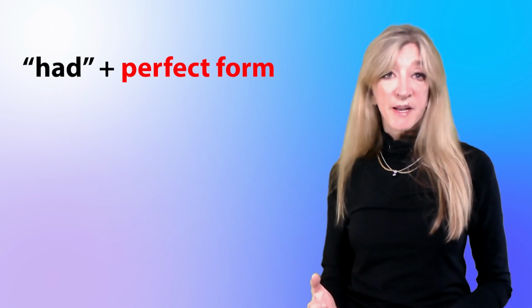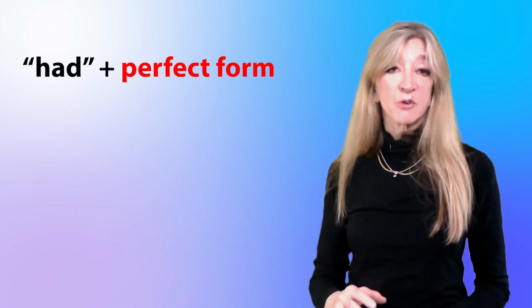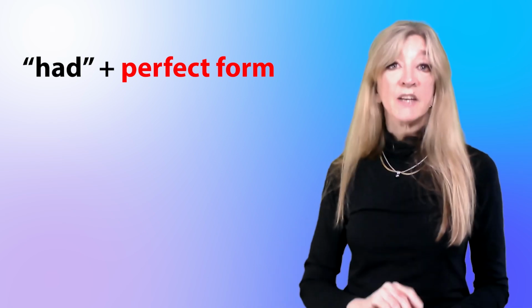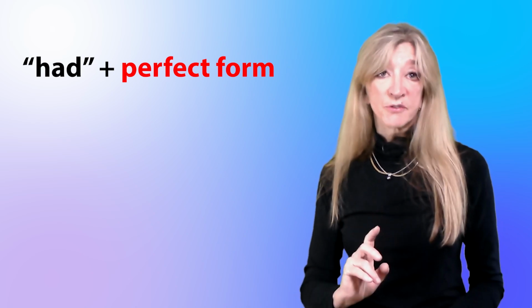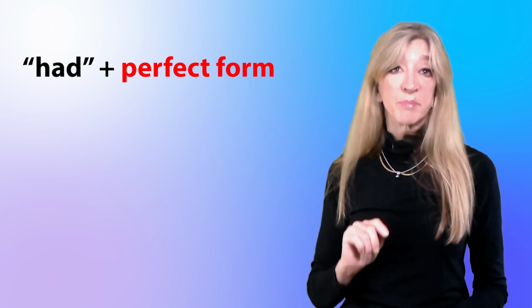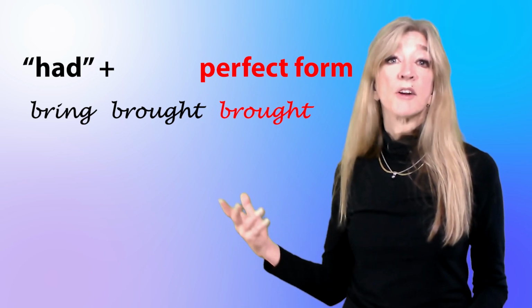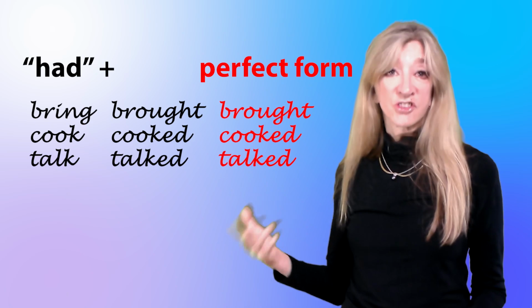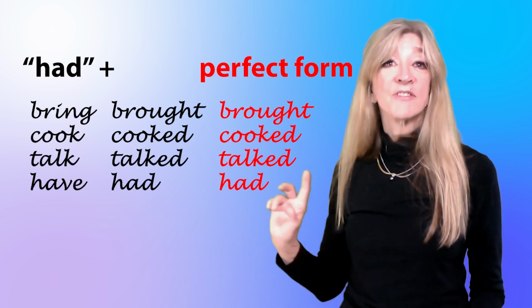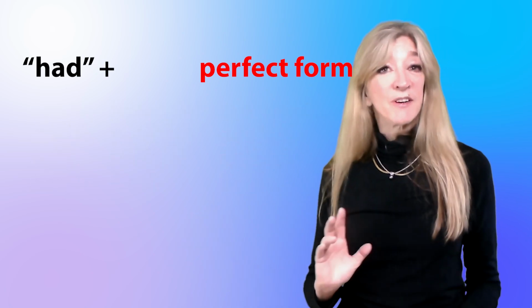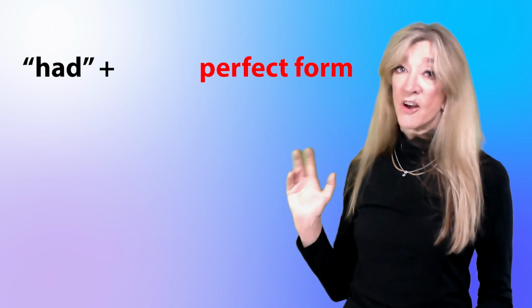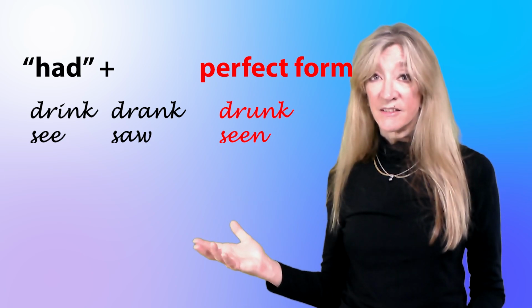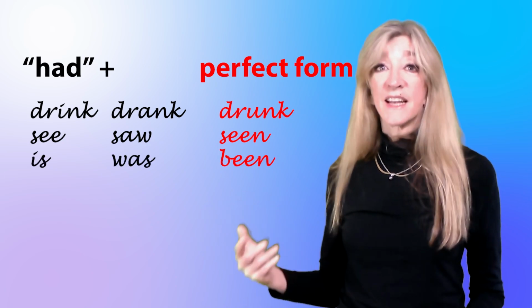And the way you form the past perfect is to combine the helping or auxiliary verb had with the perfect form of the verb. And you know that the perfect forms of most verbs are the same as the simple past, as in bring, brought, brought; cook, cooked, cooked; talk, talked, talked; have, had, had. But some are irregular, and I'm sure you've memorized all these. Drink, drank, drunk; see, saw, seen; is, was, been; eat, ate, eaten.